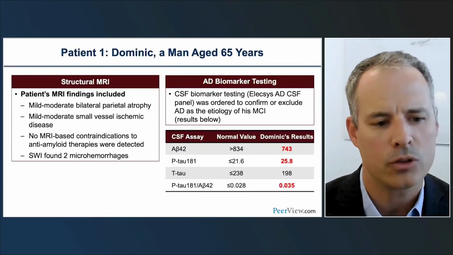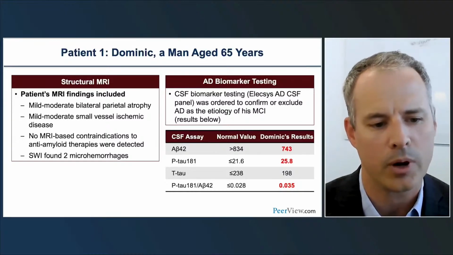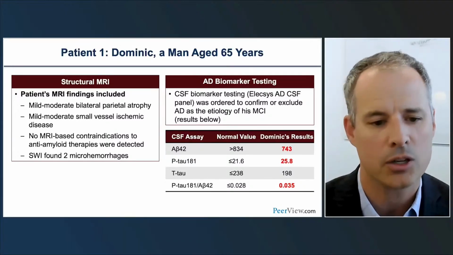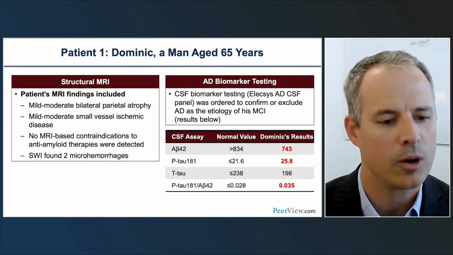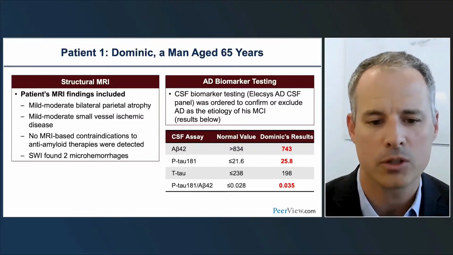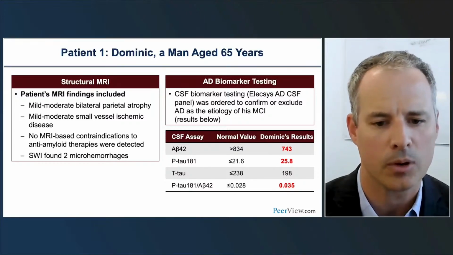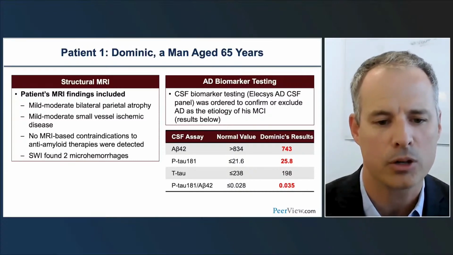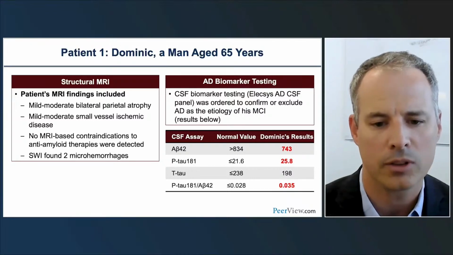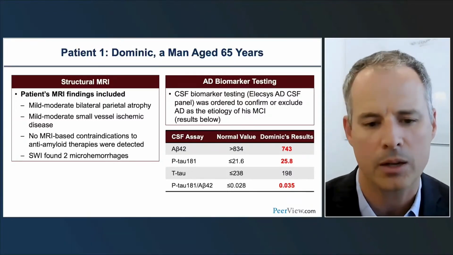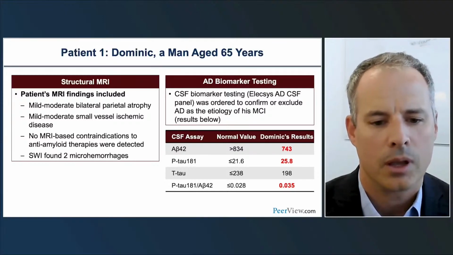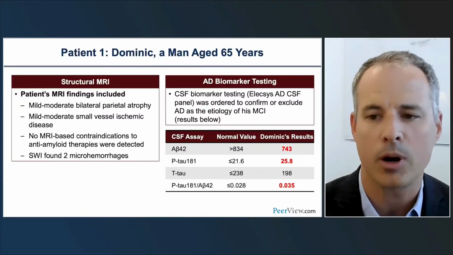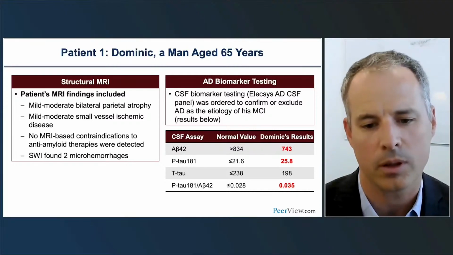And he received a structural MRI that showed some mild bilateral parietal atrophy, some mild to moderate small vessel disease, no MRI contraindications for anti-amyloid therapies, though he did have 2 microhemorrhages on susceptibility weighted imaging on MRI. And to confirm his diagnosis, he was sent for a lumbar puncture and CSF biomarkers using the Alexis AD-CSF panel, which is a commonly used panel. And he was found to have a biomarker profile which is consistent with Alzheimer's disease pathology.